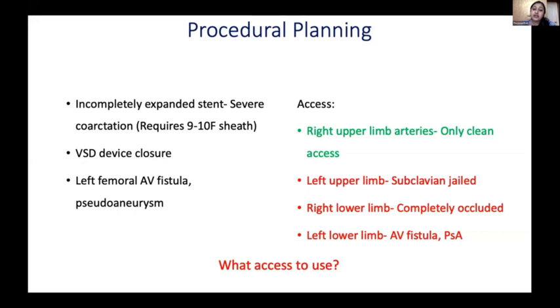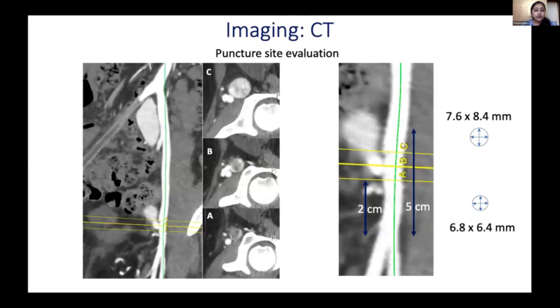Regarding the access, the right upper limb arteries were the only clean access sites available in her, as the left upper limb had a jailed subclavian artery. The right lower limb was completely occluded, and the left lower limb had this common femoral AV fistula and the pseudo-aneurysm. We evaluated through imaging the left femoral artery for a possible site of puncture.